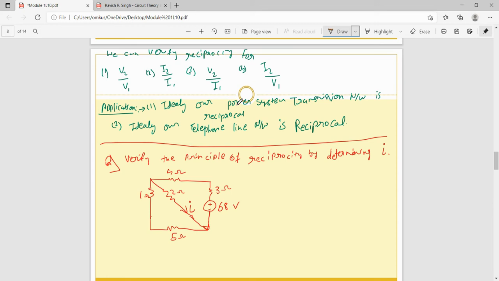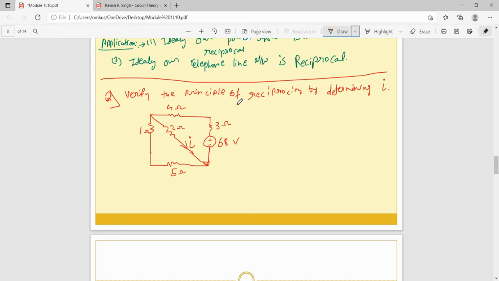And the second case is that the telephone line network is also ideally reciprocal. You already see that in a telephone line the input and output keep changing for both the ends, right? So this is also our passive bilateral network. Now one example I have taken here, try to solve it.